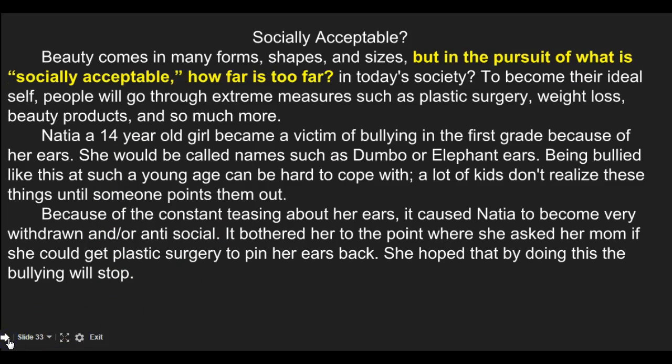So we would change it to something like this. In the pursuit of what is socially acceptable, how far is too far in today's society? And that should be corrected there. But the idea is just simply take out the you and tell it through a third-person story.